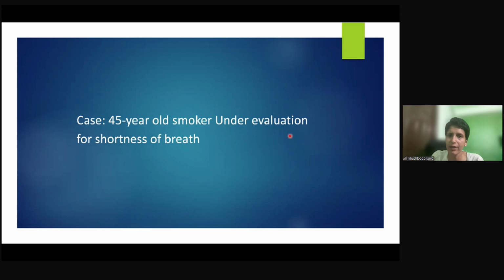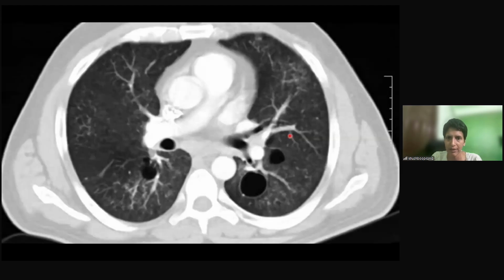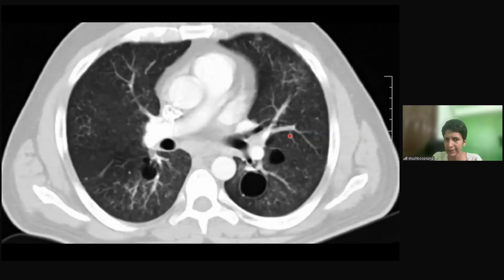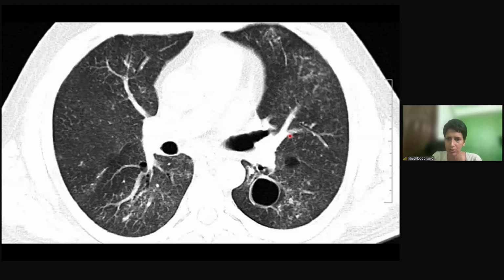This is a 45-year-old smoker under evaluation for shortness of breath. What do we see? We see a few scattered cysts. We see some confluent nodularity, which has a rather centrilobular distribution in both lungs. So what is the diagnosis? A smoker with nodularity and cysts all together. So it becomes Langerhans cell histiocytosis.